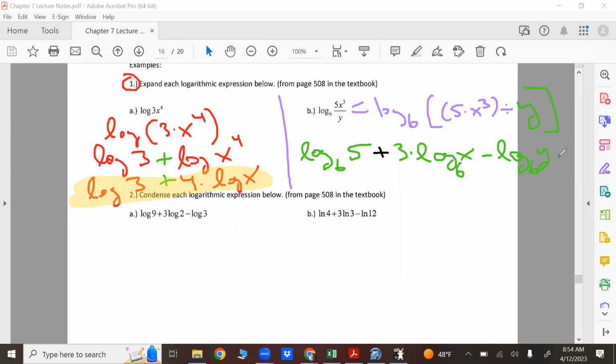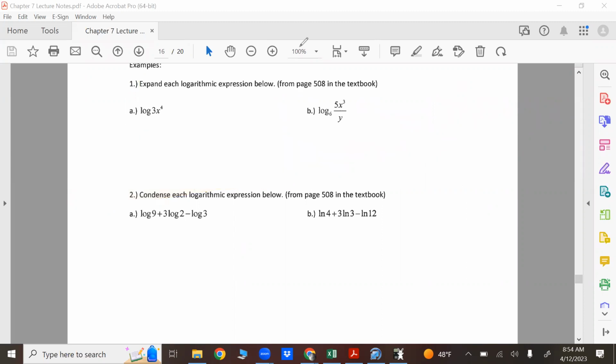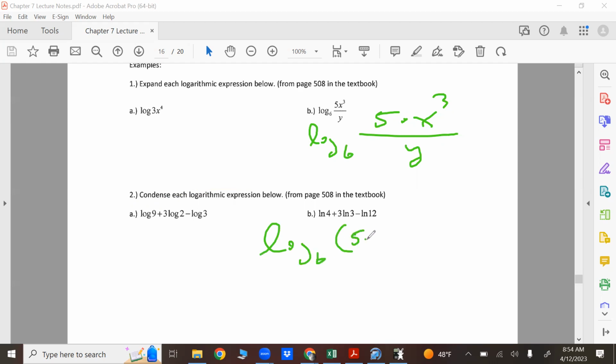Just kidding. Let me back up a little bit. Okay, so what's going on here? This is 5 times x cubed all over y, and you have a log base 6, right? So you could write it like this first: log base 6 of 5, minus log base 6 of y. Okay, we're okay with that so far? So I broke apart the division as minus.